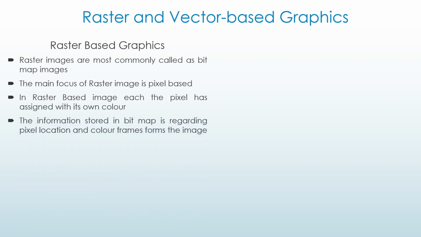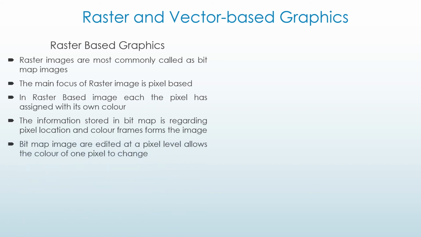The information stored in a bitmap image is about the pixel location and the color frames formed in that image. What information is stored in a raster image then? The raster image has a pixel location and the color frame. Pixel location means the address of that location, which color it is going to hold, and the frame where it is going to work.